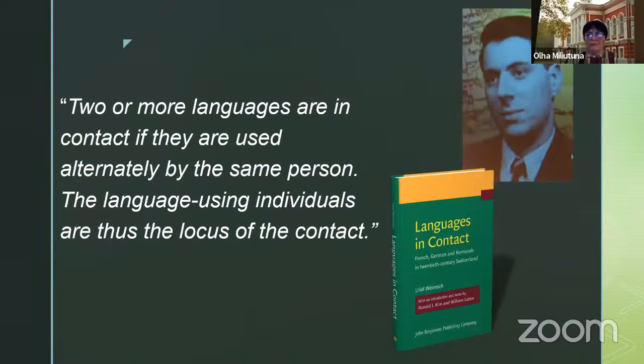The term language contact was proposed by the American linguist Uriel Weinreich in his book Languages in Contact in 1953. He states that two or more languages are in contact if they are used alternately by the same person. The language-using individuals are thus the locus of the contact. The practice of alternately using two languages is called bilingualism, and the persons involved in this process are called bilingual.